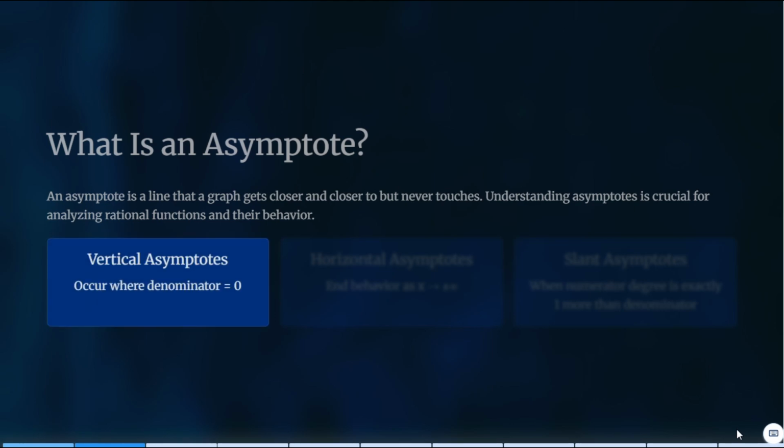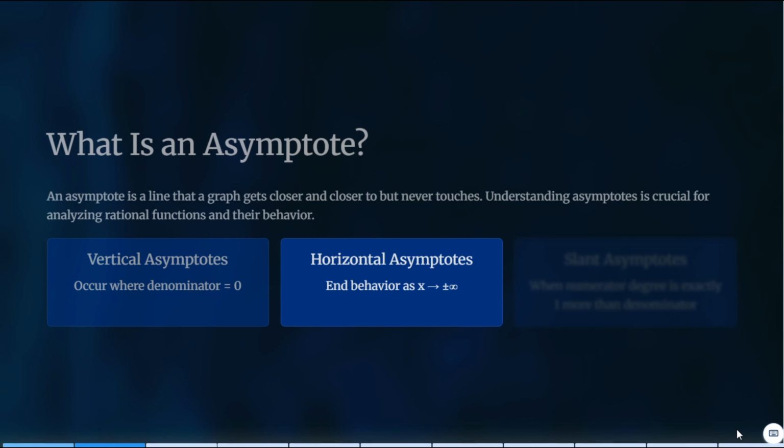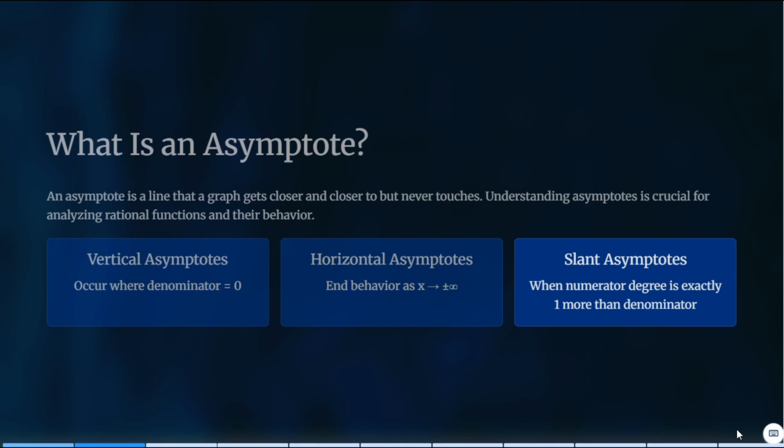Vertical asymptotes occur where the denominator equals 0. Horizontal asymptotes are lines that the function's graph approaches as x goes to positive or negative infinity. Slant asymptotes occur when the numerator degree is exactly one more than the denominator degree. We'll explore all three types and learn how to find them quickly and easily.